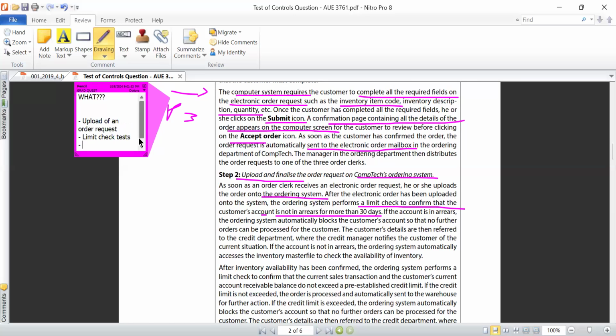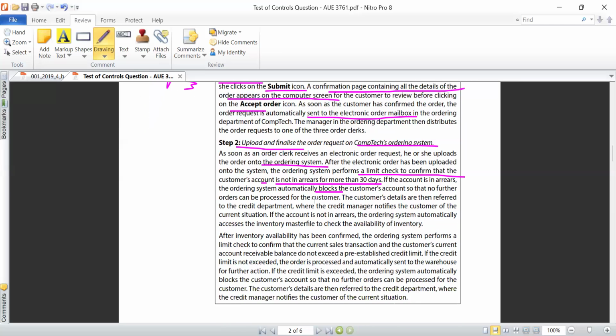You make sure that the account is in arrears for 30 days when you want to test this, and then of course you exceed the limit and attempt to see whether the system would reject processing further, right? And now, if the account is in arrears, what should the system do? It should block the customer's account so that no further orders can be processed for the customer.